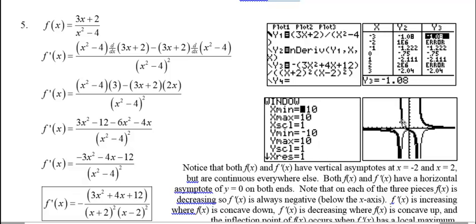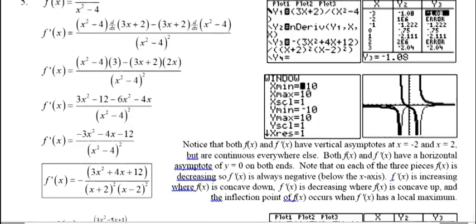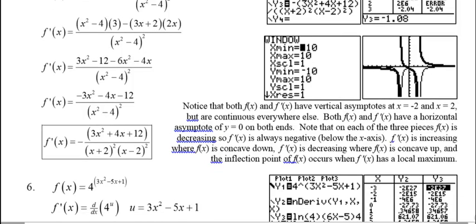It switches from concave up to concave down somewhere right in here, and that's where the derivative has a maximum. And then over here in this last piece, the original function is decreasing, so the derivative is down here, negative, and the original function is concave up, so the derivative is increasing. So all those things agree with what we know should be happening with the graphs. Okay, let's move on to the next one.